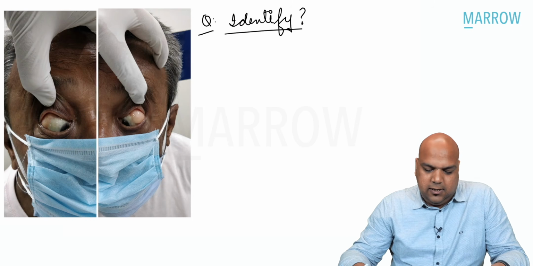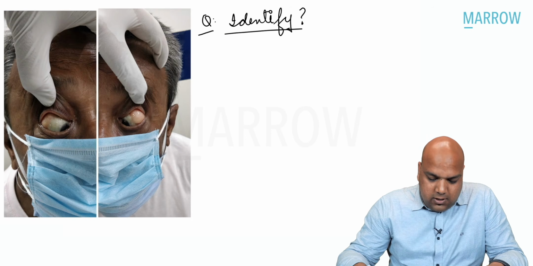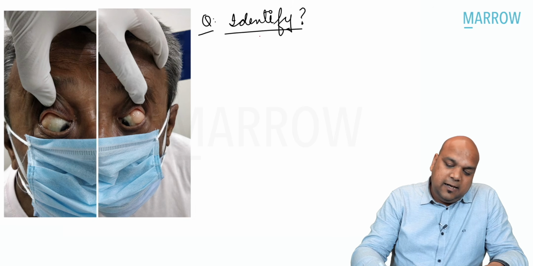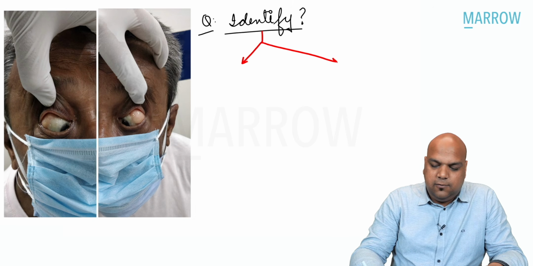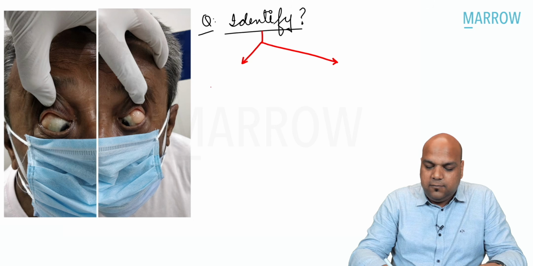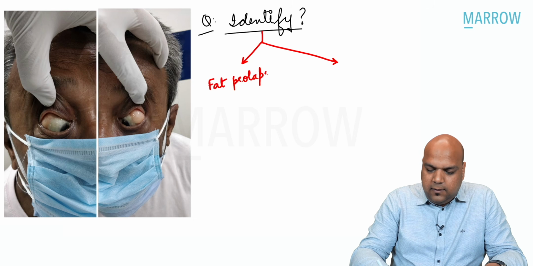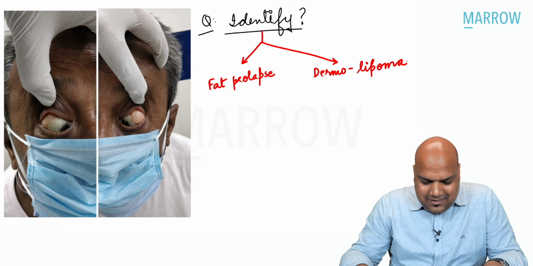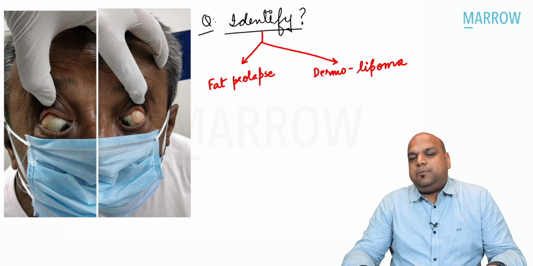Identify. What is this? This is a choroid. No, what is this? I don't know. This can either be two things. If you are getting confused, you should get confused only in two things. Number one, fat prolapse. Number two, dermolipoma or lipodermoid, whichever way. Now, this may be a fat prolapse or a dermolipoma.